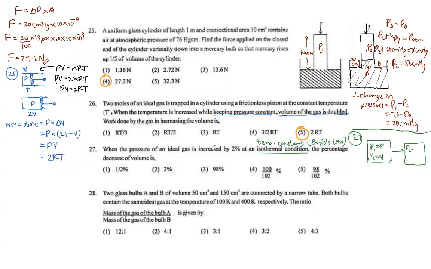P2 is equal to 102 P over 100, because the pressure is increased by 2%. Do you agree with me? And V2 we have to find out. V2 in the sense of percentage decrease in volume. So percentage decrease in volume means we need to find the change in volume, that is V1 minus V2, over initial volume, into 100.